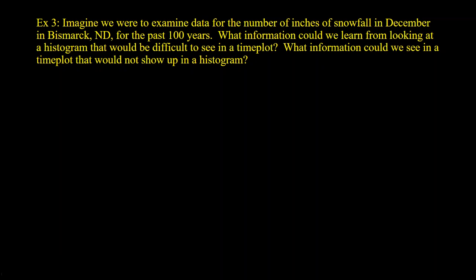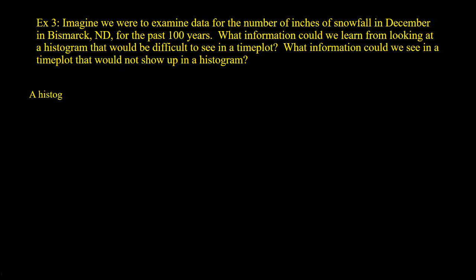So a time plot would show us from year to year. A histogram would show us by inches of snowfall. So if there was 10 years that had 30 inches of snowfall, we would see that. We wouldn't know what 10 years they are, but we would know there were 10 years that had 30 inches of snowfall.